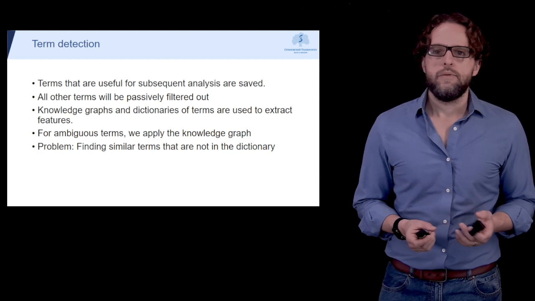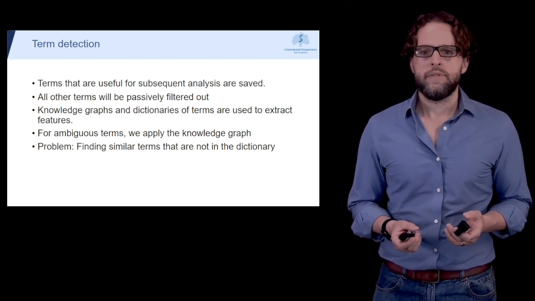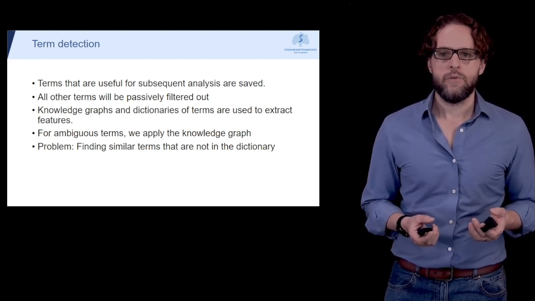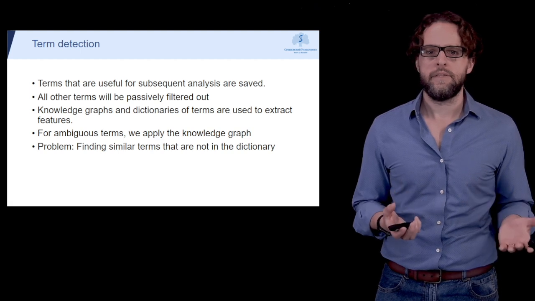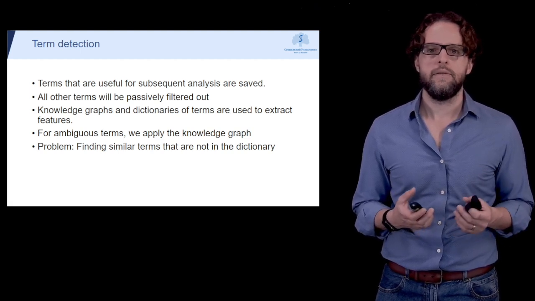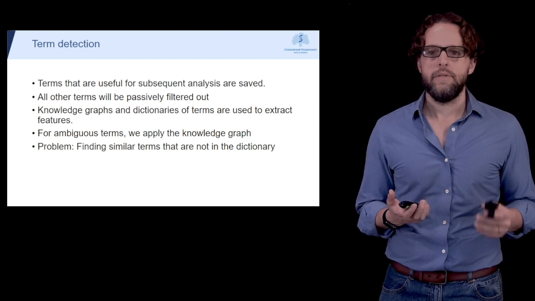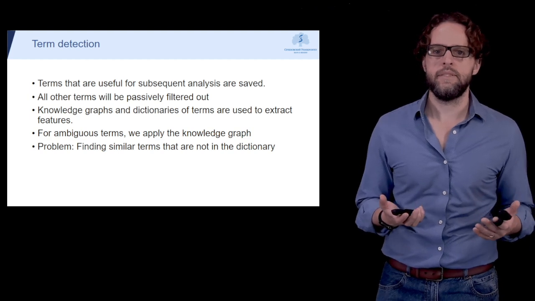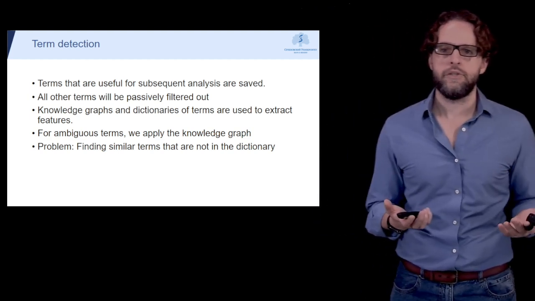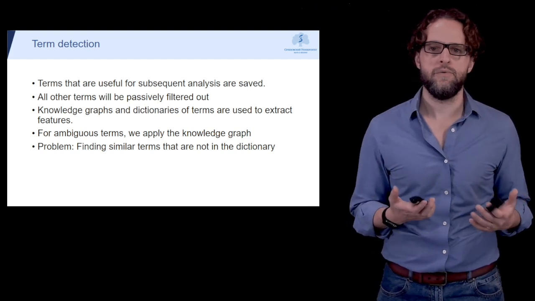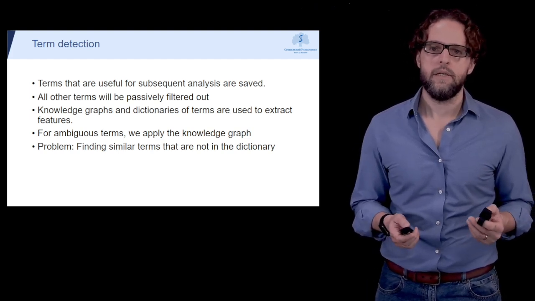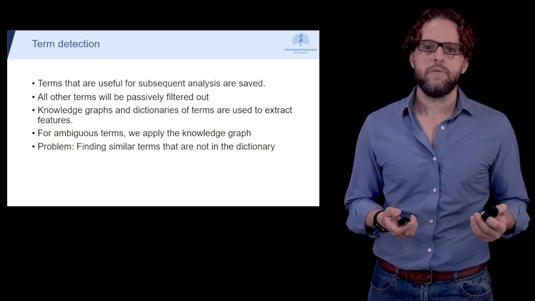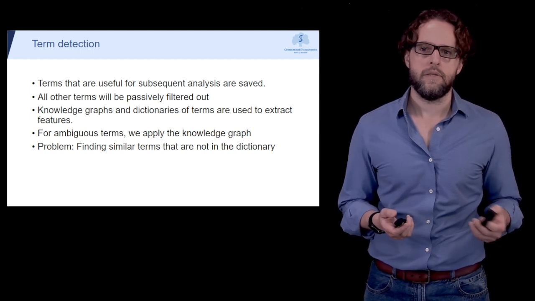The next step will be to keep only those terms that are useful for later analysis. All other terms will be filtered out from this text, and next we are able to use a knowledge graph, a dictionary of terms from a computer presentation of health information, to extract these features. And of course, we should stick with only useful features.